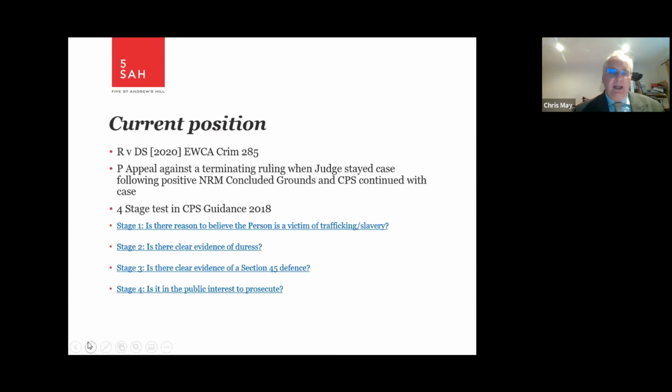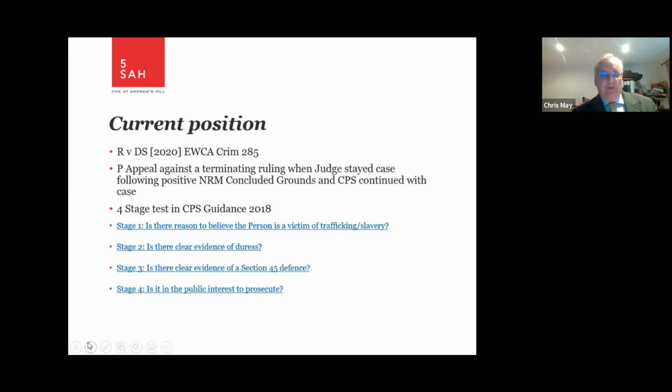So in that case, what happened was that there was a positive NRM concluded grounds decision. The CPS decided that it was going to continue, and the judge allowed an application for a stay on the grounds of abusive process. The Crown appealed that terminating ruling, and the court considered the position. It looked at the CPS guidance, which, at least at that stage, had been updated from the original 2015 guidance to a 4-stage test in guidance set out in 2018, which I've set out there.